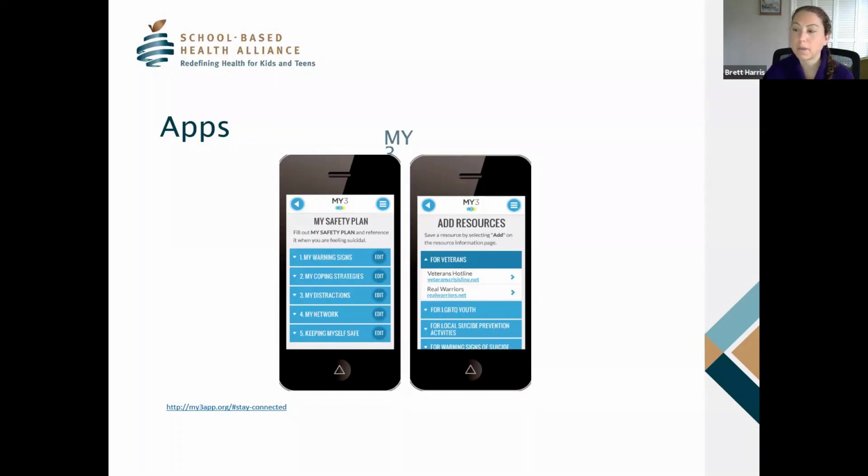A lot of times providers will have the youth enter the safety plan on their phones while they're still there at the appointment. And then, kids always have phones on them, adults do too. So if a crisis does emerge, they have that safety plan, they can go through and access it from their phones.